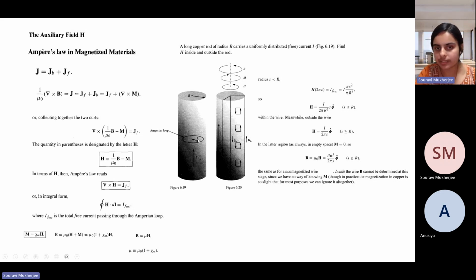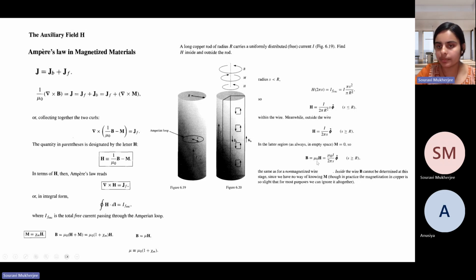And what is the current that is present in this region? It's given as I by pi R square into pi S square, right? If you use that, you see that this is how your H looks like inside. Similarly, outside, you can consider the case where S is greater than R, and there the current enclosed is the total current I, right? So there directly H is given as I by 2 pi S, right? And if you know H, you can actually find B, which is given as mu naught H.